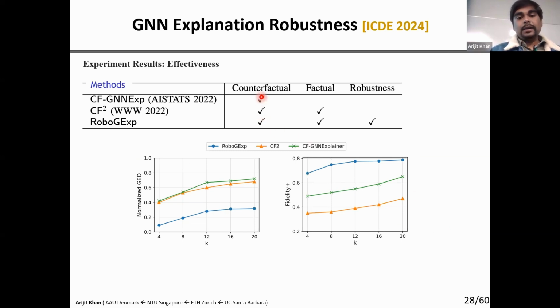Of course, they are either doing only factual or only counterfactual or both, but the robustness is something that we added. So here we have a new metric that we measure, which is the graph edit distance based similarity with respect to the previous explanation. And if we allow certain changes on k edges that you see on the x-axis, then how much does the explanation change, right? If your explanation doesn't change a lot, then that's a good thing, and that's exactly what we get. Our method has very small changes compared to some of the existing methods. So this also shows that we are quite robust.